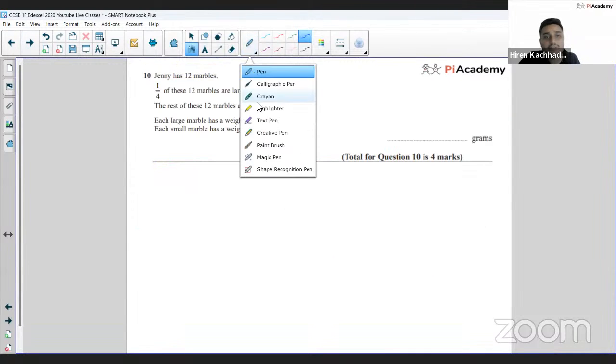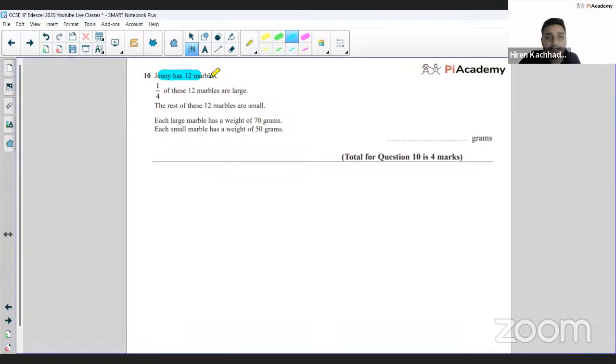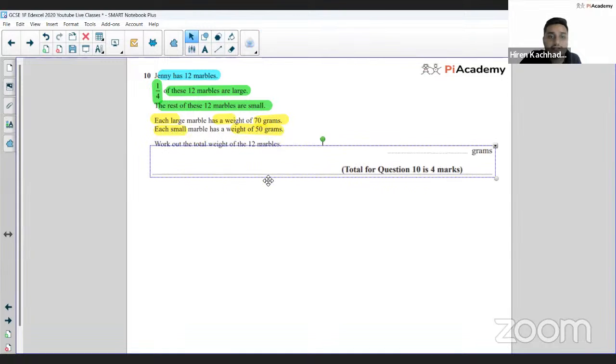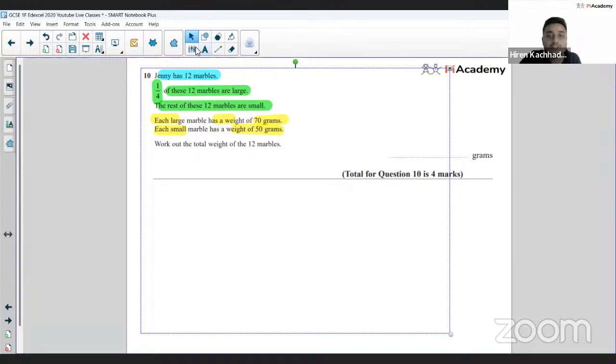I am reading this question for all of you. Jenny has 12 marbles, so in total we have 12 marbles. 1/4 of the 12 are large and the rest of them are small. Basically, the question starts from here. Each large marble has a weight of 70 grams and each small marble has a weight of 50 grams. The question is, work out the total weight of the 12 marbles.